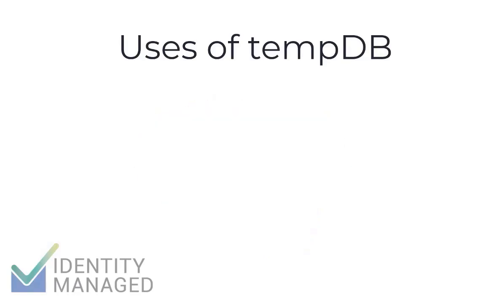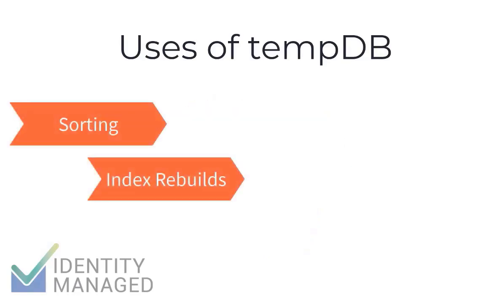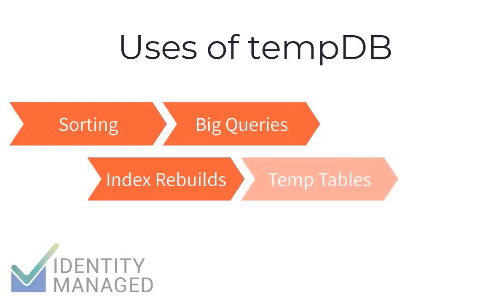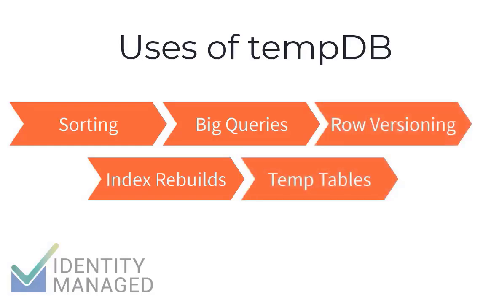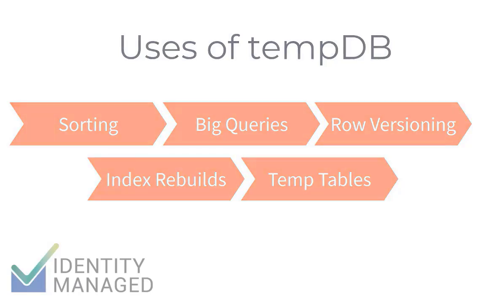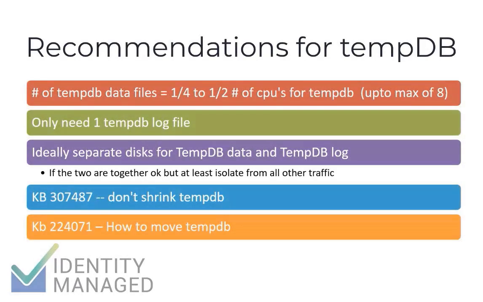You use it for sorting, for index rebuilds, for big queries, for temp tables, for row versioning, and that is very useful for triggers and for snapshot isolation levels. Concepts you may or may not have heard of, that's okay. The important thing is, if you don't set up TempDB properly, performance will be slow. So how do you do that? I'm glad you asked. Here are the recommendations.